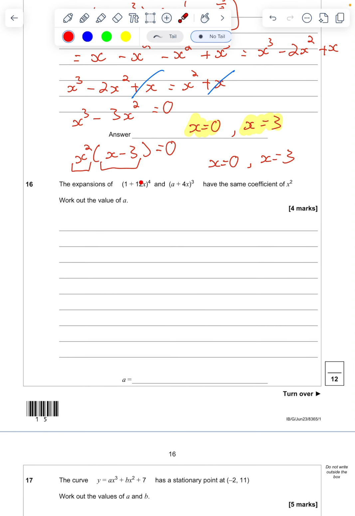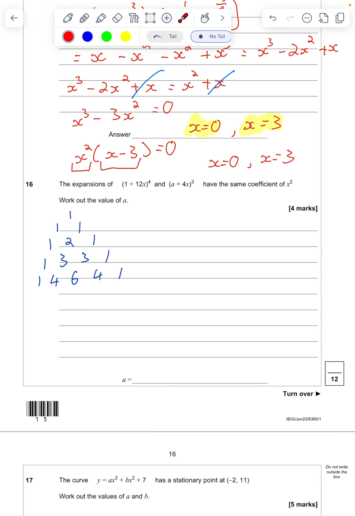You've got the expansion of this and this here have the same x squared coefficient. Work out the value of a. Now, to understand this, we've got to consider Pascal's triangle, which is this stuff over here. Okay, and we're going to have to go up to the power of 4. So you've got row 0, which is just 1. You've then got 1, 1. You've got 1, 2, 1. You're adding numbers together. 1, 3, 3, 1, and then 1, 4, 6, 4, 1.